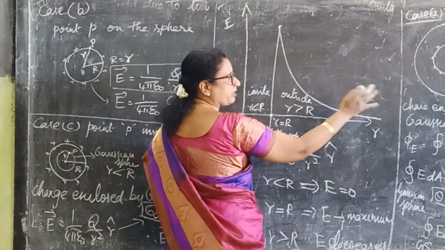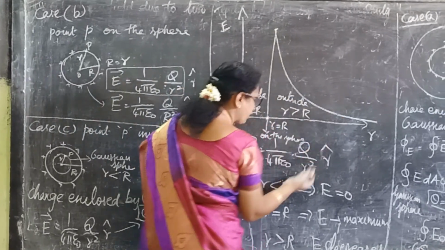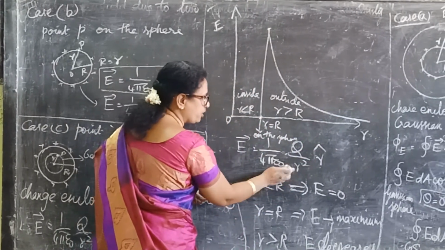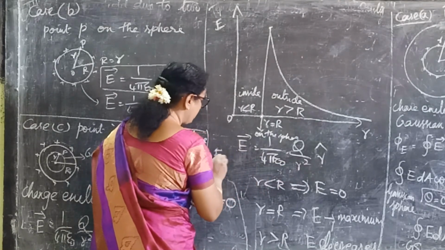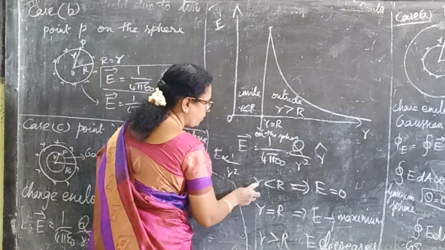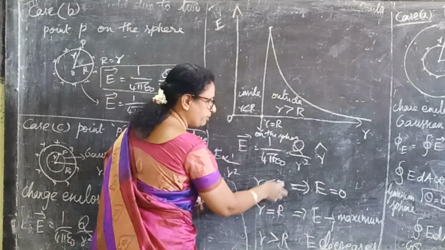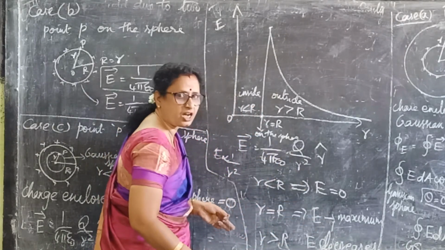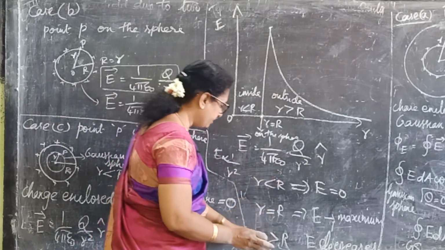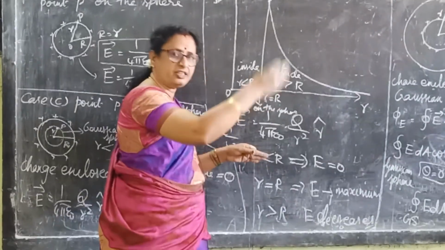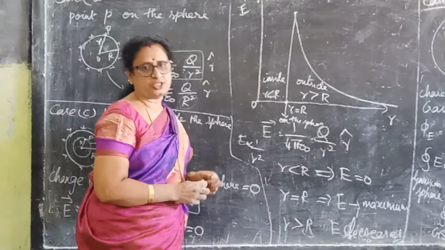But as r increases, as point P moves outside the sphere, the electric field decreases, because we can very well understand from the equation that E decreases as r increases, because E is proportional to 1 by r square. So as r increases, E decreases. Less than R means E is 0, because we don't have any charge enclosed inside the sphere. Equal to R means E is maximum, and greater than R means as r increases, E decreases. So with this we conclude this session, children.